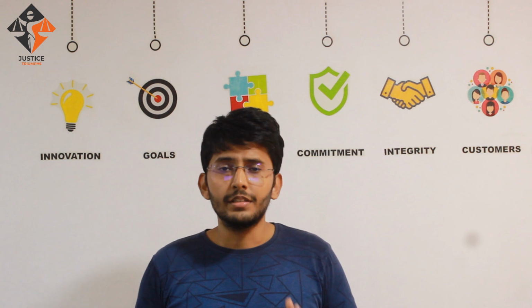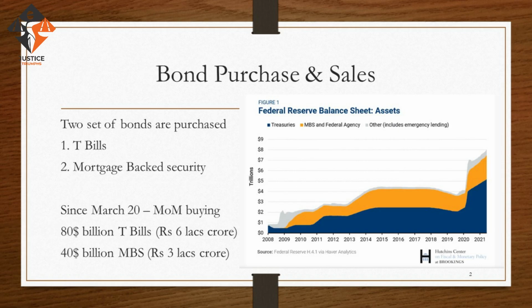After the coronavirus outbreak, the Federal Reserve announced that they would be doing this quantitative easing program, that is, they would be aggressively buying these bonds outright from the market. Since March 2020, they have been doing this in two sets of bonds. One is treasury bills, where they have been buying $80 billion worth of bonds on a monthly basis, and then $40 billion worth of mortgage-backed agency securities. So 80 billion, if we translate in INR, comes to around 6 lakh crore rupees, and 40 billion comes to around 3 lakh crore rupees. This is the amount of fresh money entering the economy on a monthly basis since March 2020.